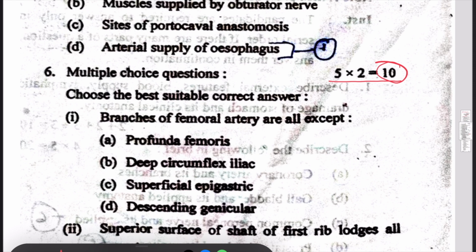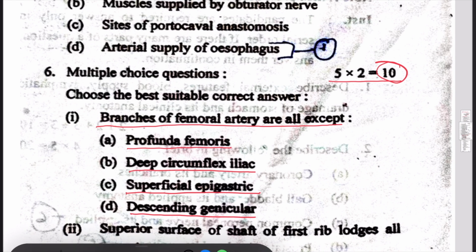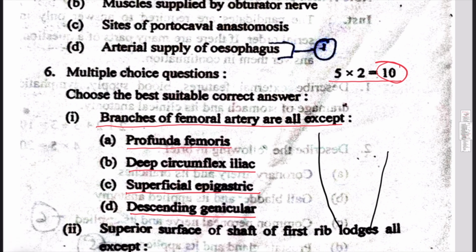Now we'll start with question number 1, which states that branches of femoral artery are all except: profunda femoral artery, deep circumflex iliac artery, superficial epigastric artery, descending genicular artery. For this, you have to just keep a revision. What I'm telling is just to remind you of the femoral artery.